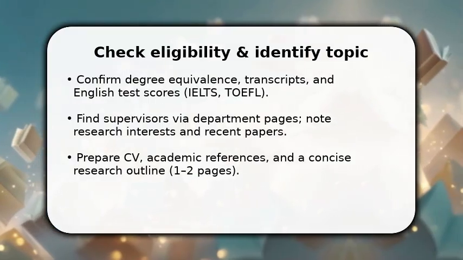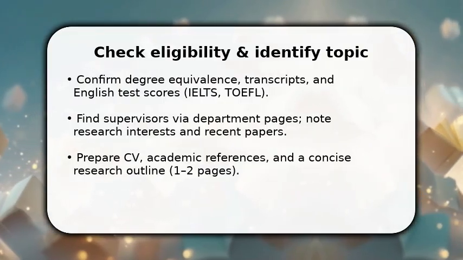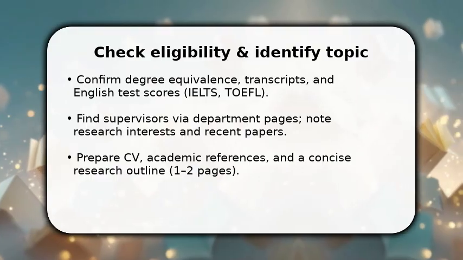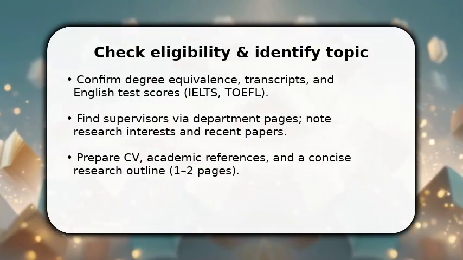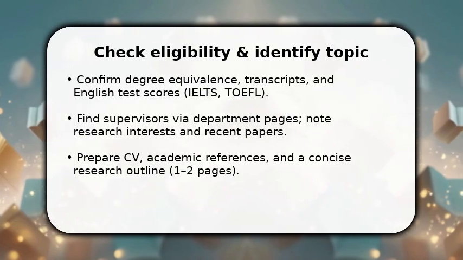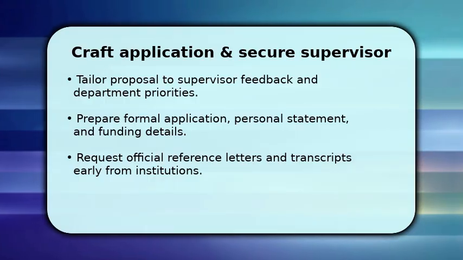Prepare a focused CV, 2 academic references, and a 1 to 2 page research outline that states the problem, methods, and significance. Once done, email a short introduction and your outline to preferred supervisors to gauge interest. Now you refine the research proposal using supervisor feedback, making sure methods, timeline, and feasibility align with department strengths. This is why tailored proposals perform better.